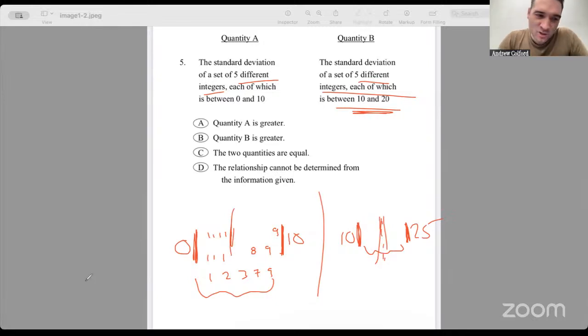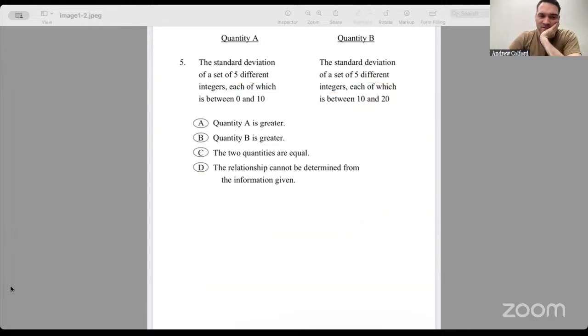Remember, standard deviation is kind of a measure of how diverse a set of numbers is. And just knowing the endpoints does not tell me how diverse it is within that set. So the answer here is D. And again, Vivian, just let me know if that makes sense. I'll keep my eye on the chat here and on my email.